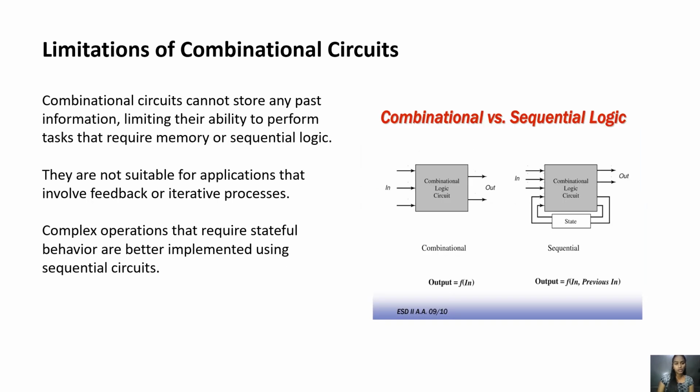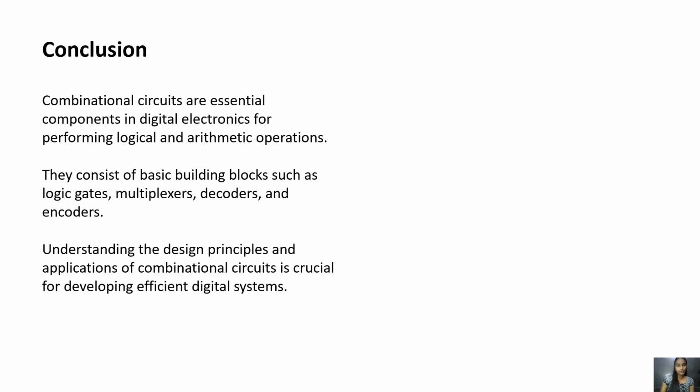Limitations of combinational circuits. Combinational circuits cannot store any past information, limiting their ability to perform tasks that require memory or sequential logic. They are not suitable for applications that involve feedback or iterative processes. Complex operations that require stateful behavior are better implemented using sequential circuits.